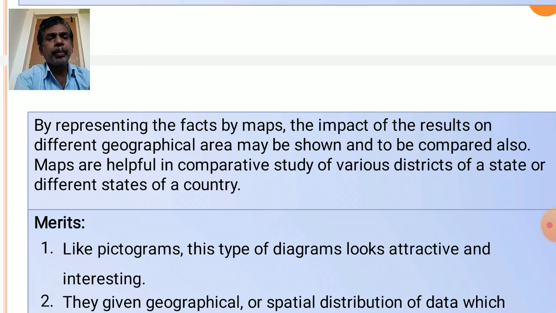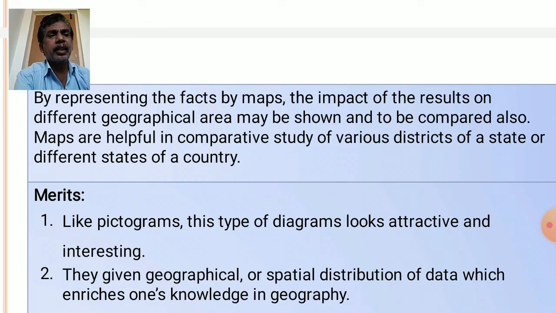So comparison is also possible, and maps are helpful in the comparative study of the various districts of a state or different states of a country.